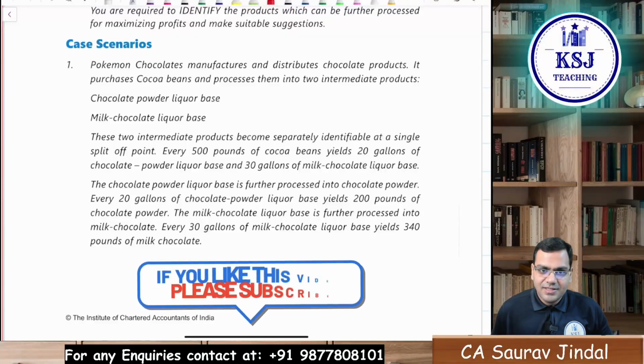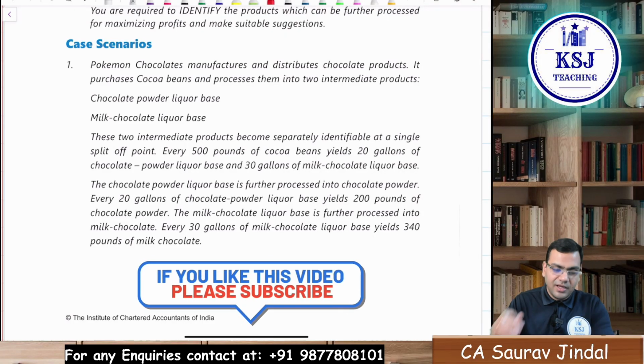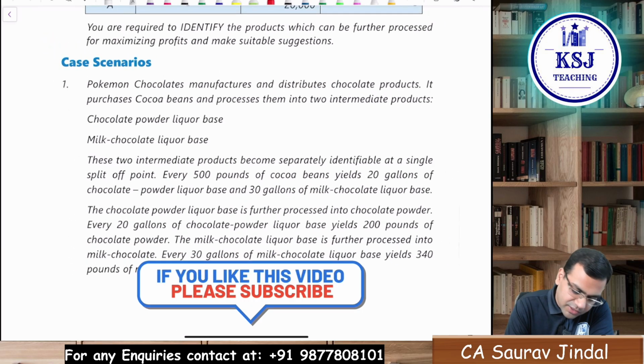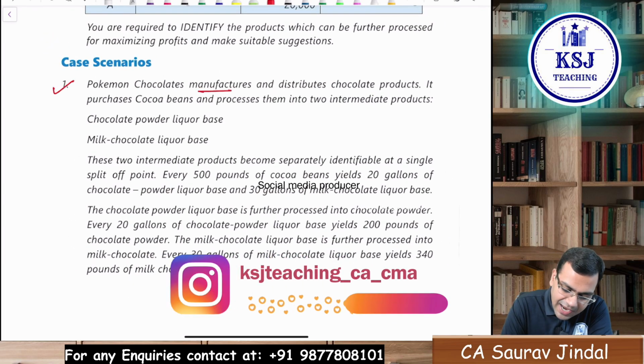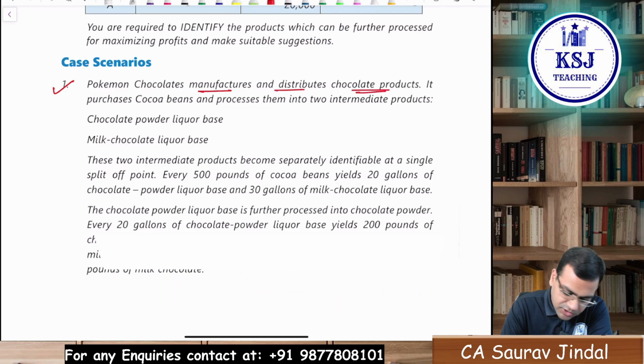Okay, so let's discuss the case study on joint and byproduct. Another very interesting case study on joint and byproducts. Let's start with this. Pokemon Chocolates manufactures and distributes chocolate products.